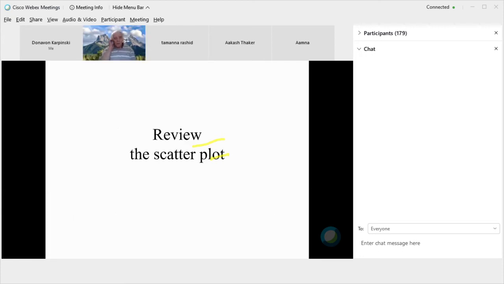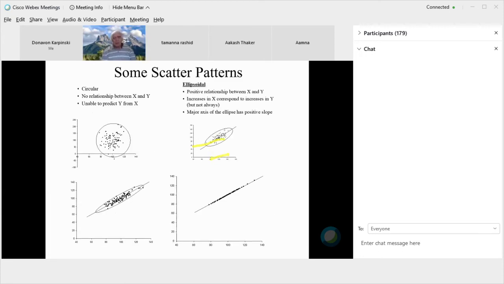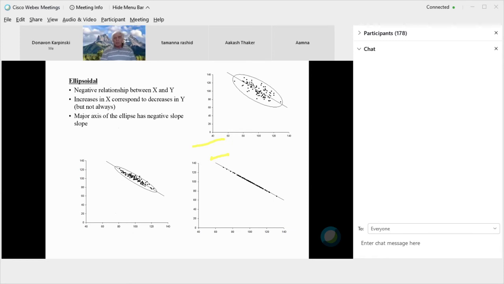Review. Here are some scatter plot patterns. Circular, ellipsoid, with positive relationship between x and y. That means the ellipse is tilted upwards. Ellipsoidal, but with negative relationship. The ellipse is tilted down. Increases in x correspond to decreases in y.